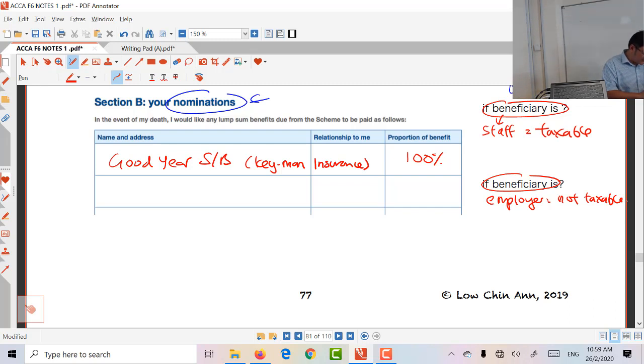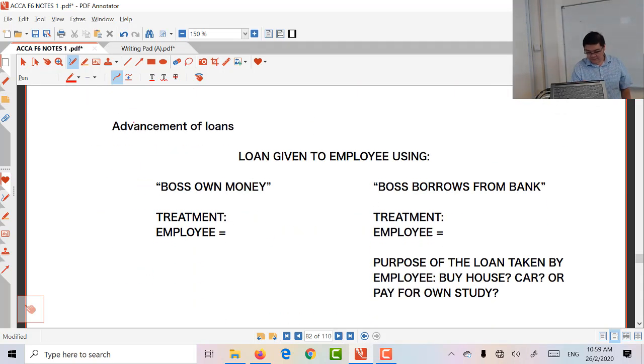Okay, let's turn to the next page. Now, we're going to see issues concerning advancement of loan. So what happens now is we have an employer lending money to the staff, so there's a loan given to the staff. What is important now, when you get a loan from your boss, is you have to differentiate whether this money comes from your boss's own money, or your boss borrowed from a bank and lent it to you.